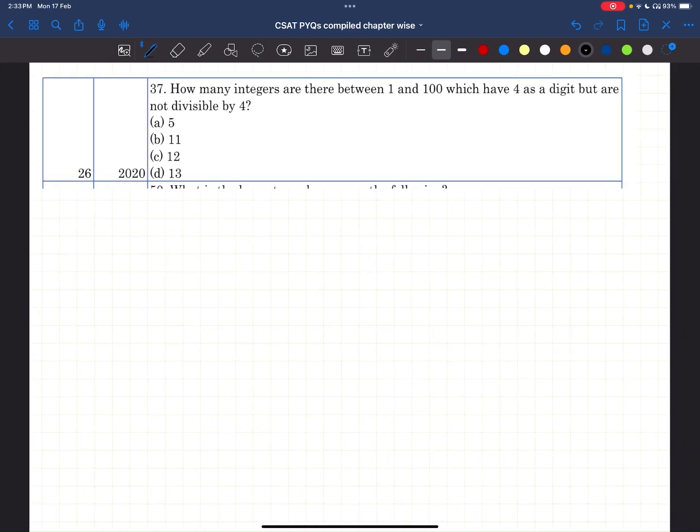How many integers are there between 1 to 100 which have 4 as a digit but are not divisible by 4? We'll take two cases. That is, now we'll fix 4 in the units place. Now we'll fix 4 in the tens place. There is only one position left. That means this position can take values from 0 to 9. That means 10 numbers, 10 possibilities.